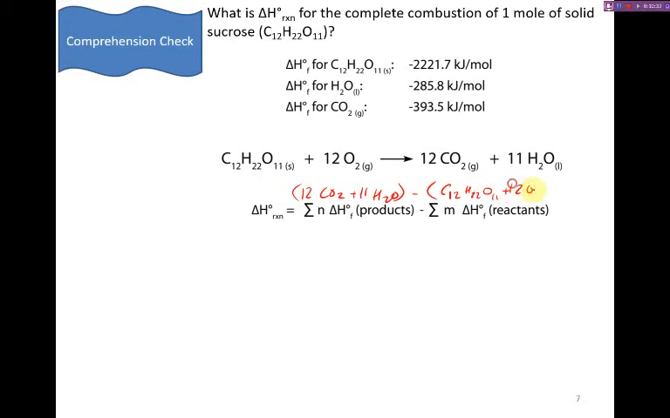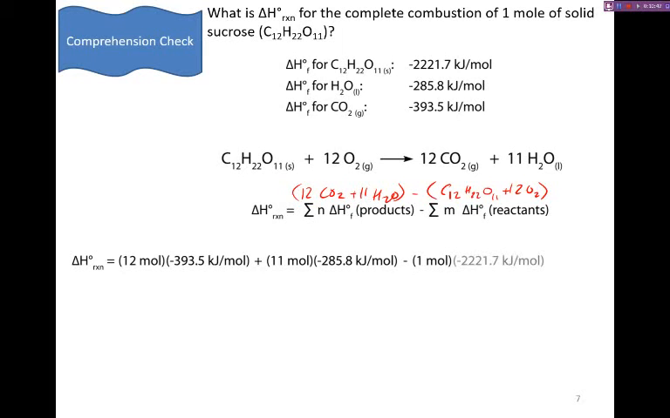plus 12 oxygen molecules. So we have 12 carbon dioxide plus 11 water minus the 1 mole of sucrose and the 12 moles of oxygen. Again, because this is in its standard state and it's elemental, it's going to have a standard enthalpy of formation of 0. Do all the algebra, and you get negative 5,644.1 kilojoules.